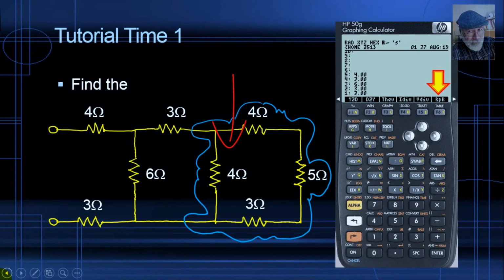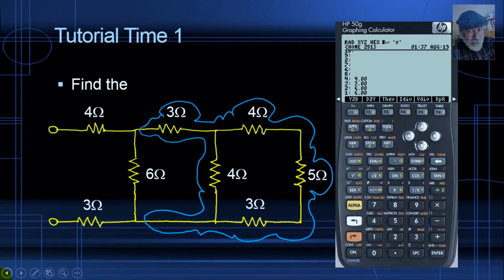Now 3 ohms are in series with these other 3 ohms. They are in levels 1 and 2. I just add them together. 6 ohms is the equivalent resistance of everything that is now inside the cloud. That is in parallel with 6.